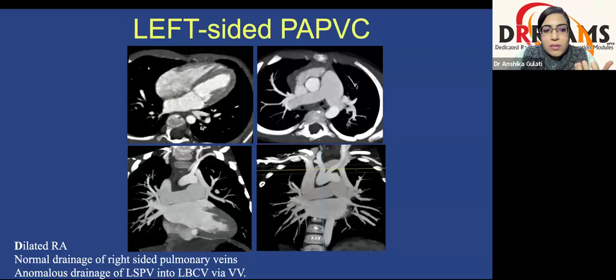And if you notice, the superior and the inferior pulmonary veins of the right side are draining well into the left atrium. The inferior pulmonary vein of the left side is also draining into the left atrium. But if you see, the superior pulmonary vein of the left side is going superiorly and draining into the left brachiocephalic vein. So this is partial anomalous pulmonary venous connection.